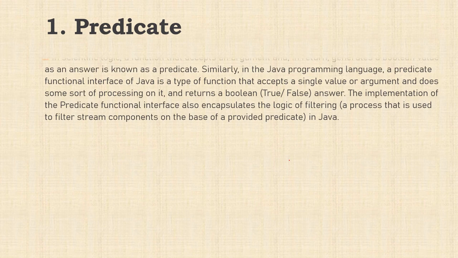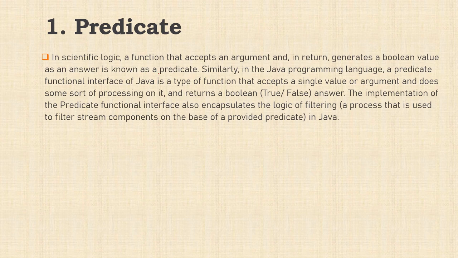In scientific logic, a function that accepts an argument and in return generates a boolean value as an answer is known as a predicate. Similarly in the Java programming language, the predicate functional interface is a type of function that accepts a single value or argument, does some sort of processing on it, and returns a boolean. That means it takes a single argument and returns a true or false value.